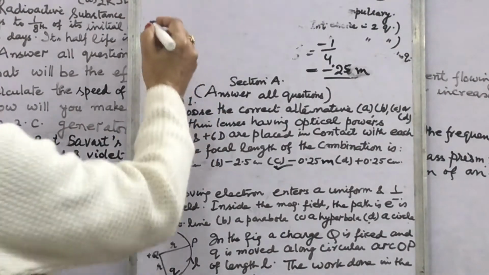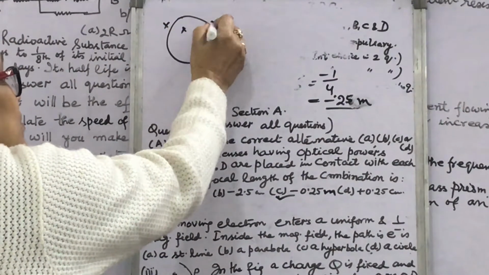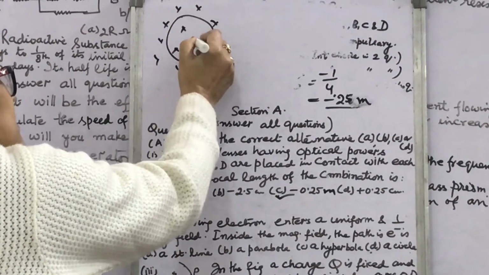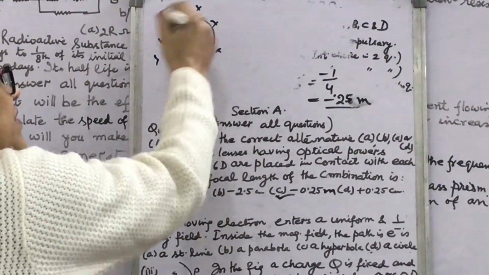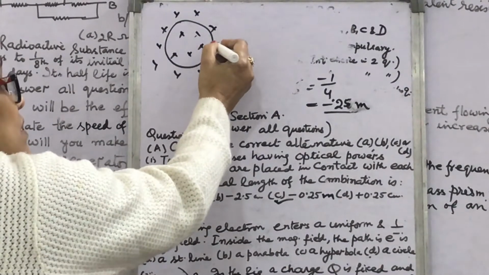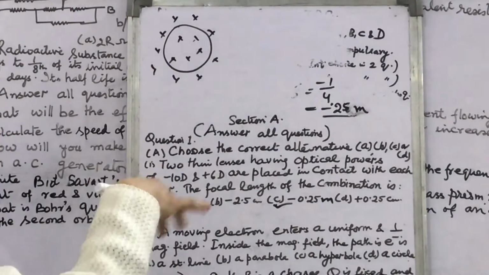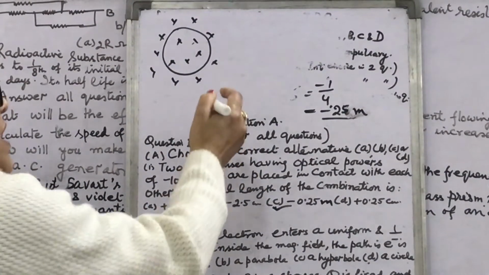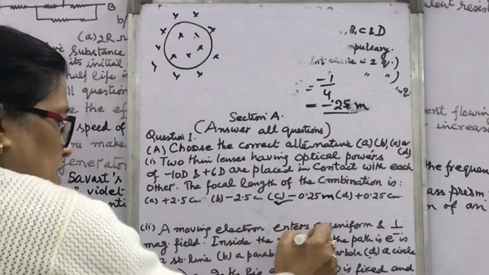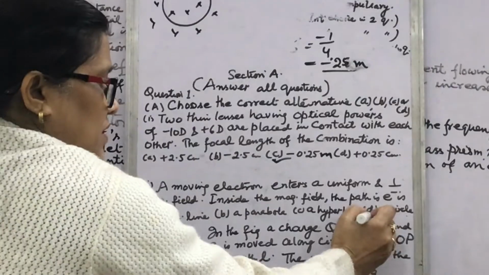Circular. We have seen that a charged particle moving in a uniform magnetic field, if it enters the magnetic field perpendicular to it, always has a circular path. How? The Lorentz force acting on it provides the necessary centripetal force for circular motion, and we have read this. So what will be the correct option? What will be the path of the electron? Circle.